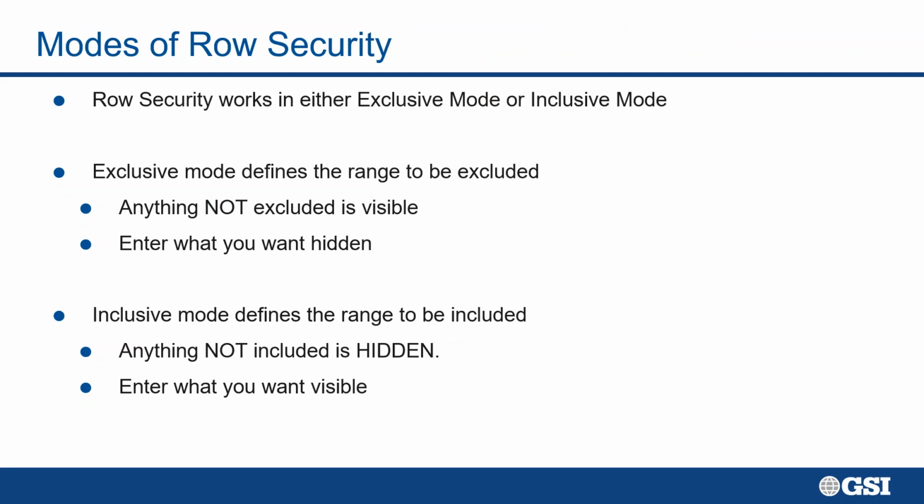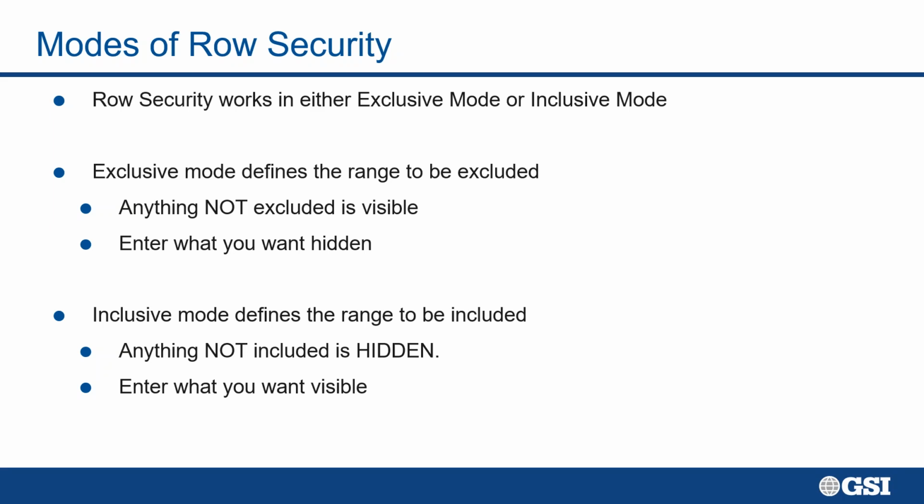Modes of row security. Row security works in either exclusive or inclusive mode. Exclusive mode defines a range to be excluded, meaning anything not excluded is visible to the user. So again, enter what you want hidden. You need no records in an exclusive mode.